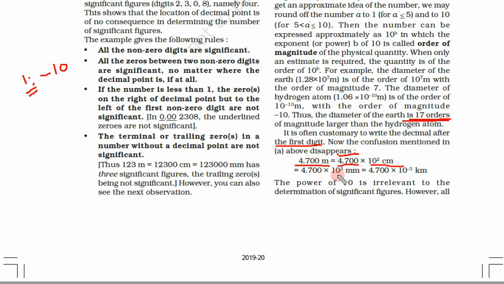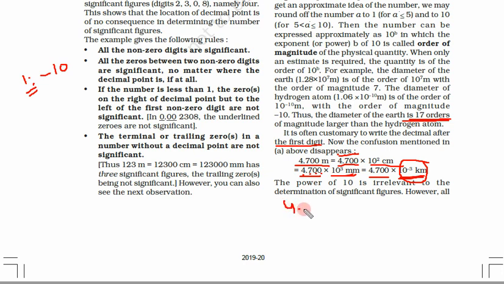Now let us write the same number in millimeter: 4.700 into 10 to power 3 millimeter. This again has 4 significant figures. Now let us write in kilometer: 4.700 into 10 to power minus 3 kilometer. So what we can see is that this power of 10, or exponent, is not changing the significant digits, but with the help of scientific notation we are accurately getting how many significant digits there are, and how precisely the measurement was done.